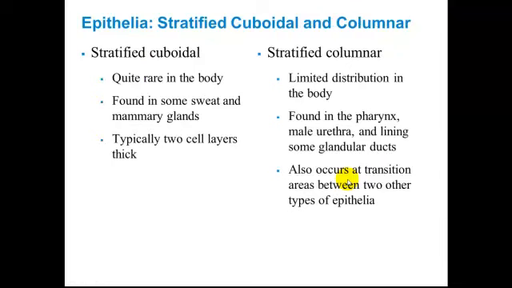Now in terms of stratified cuboidal and stratified columnar, the stratified cuboidal is fairly rare in the body. We will see this in some sweat glands, so when we look at the skin in Chapter 5, we will see some stratified cuboidal, and this is typically only 2 cell layers thick. The stratified columnar also is very limited. You may see this at a transition between 2 other types of epithelium. Right? So we will not be looking at this too much in depth. Put a pin in and remember the stratified cuboidal because it will become important when we look at sweat glands.